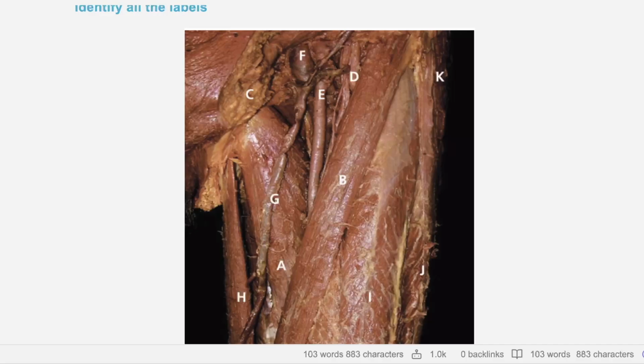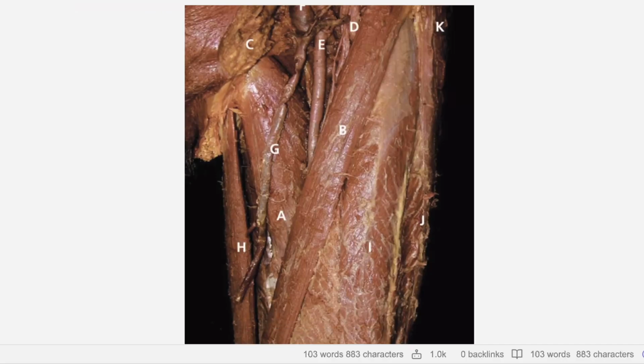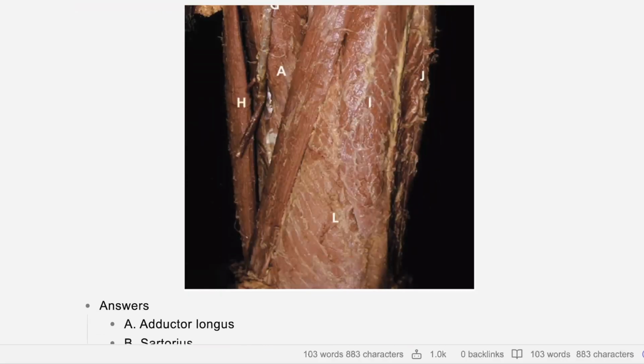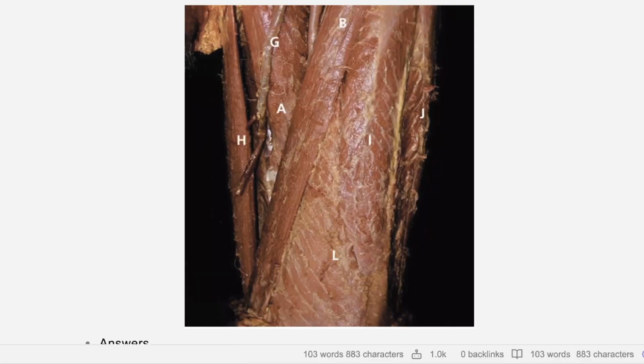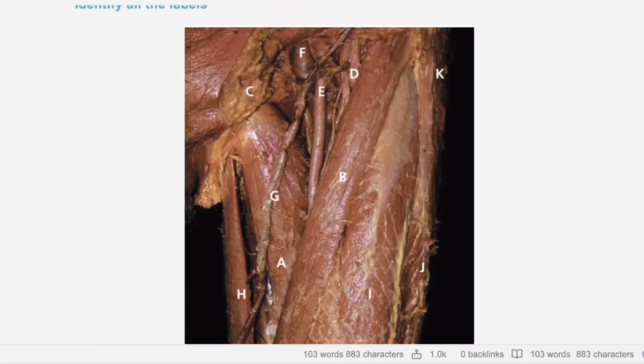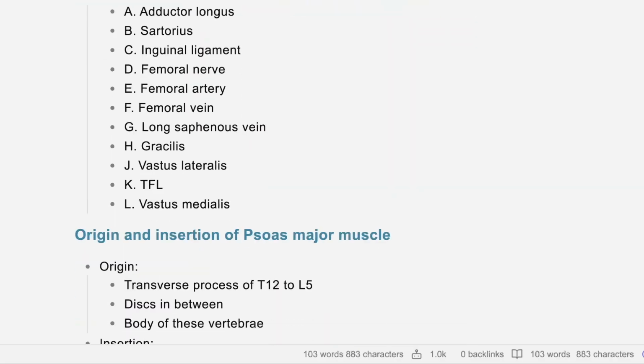And we also have H as the gracilis muscle, like we said, B is the sartorius muscle, and L is vastus medialis, I is rectus femoris, and J is the vastus lateralis, and on the top, K is the tensor fascia lata.